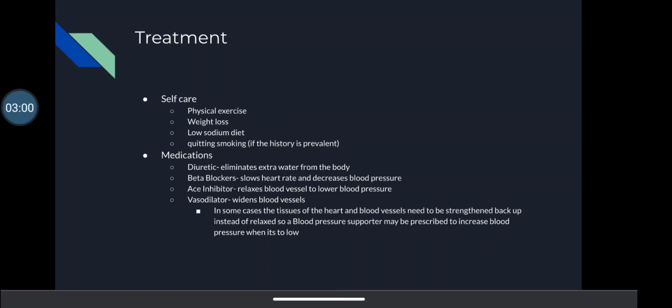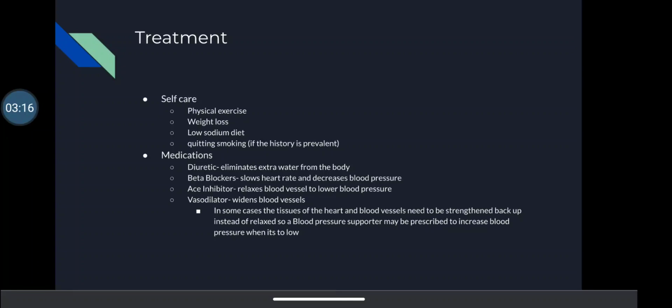Treatment-wise, there are some self-care things you can do. Physical exercise is one, and that'll actually lead into the second point, which is weight loss. You can go on a low-sodium diet, and if smoking is in the history of the patient, you can have them quit smoking as well.